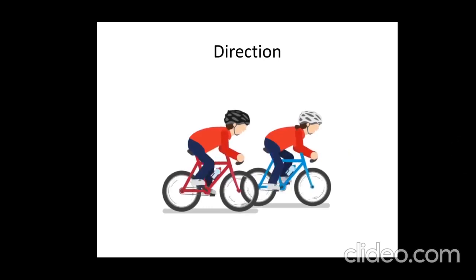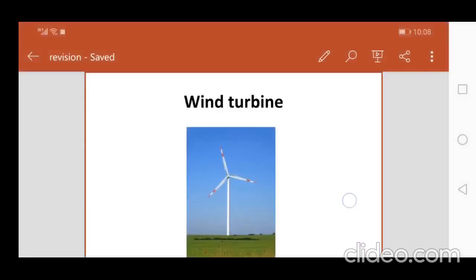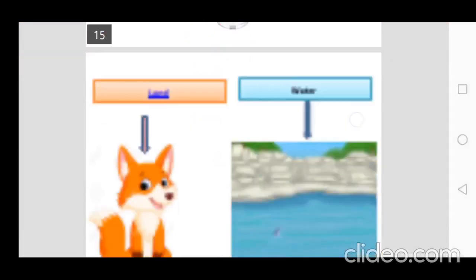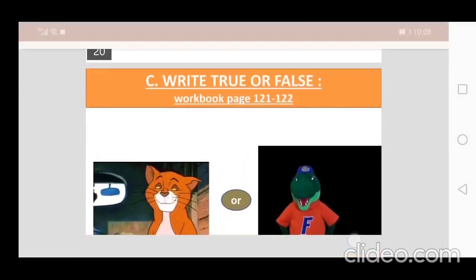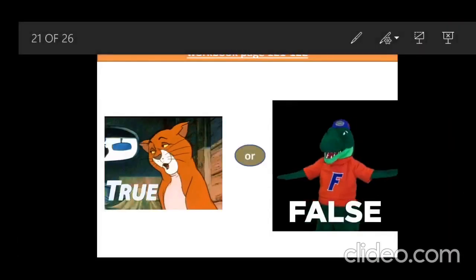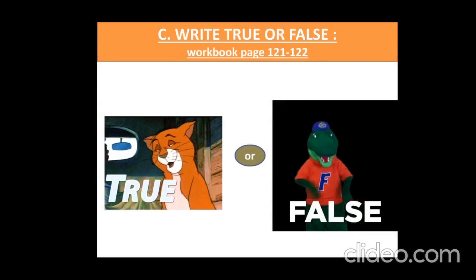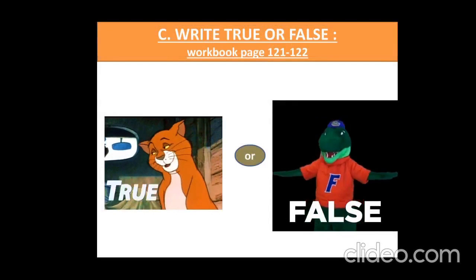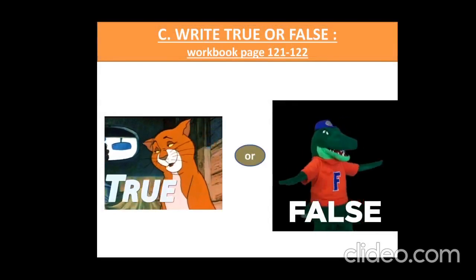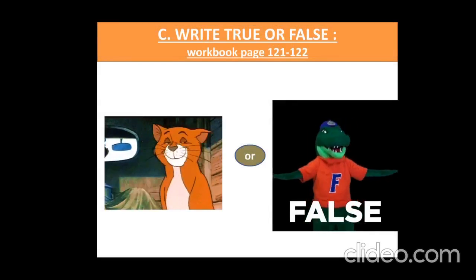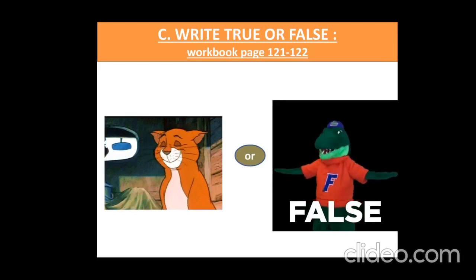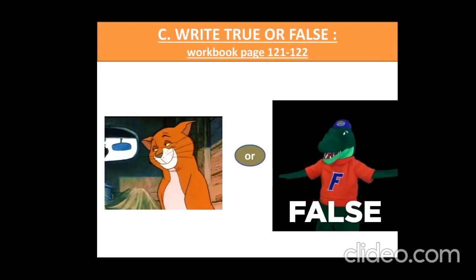Okay, now let's move on to the next exercise. Exercise C is write true or false. That's in your workbook, page number 121, 122. You are going to write true if the sentence is correct, and we are going to write false if the sentence is wrong.